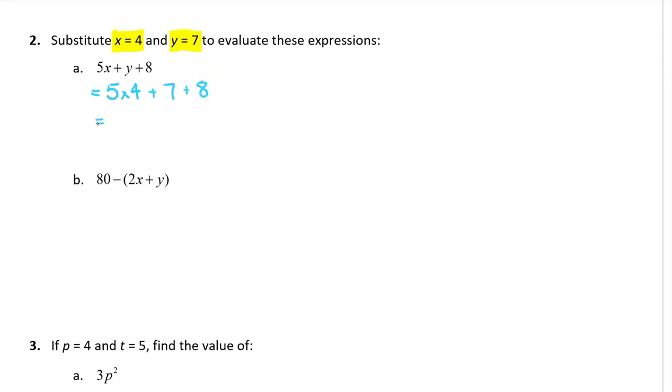And again, we put that into our calculator. 5 times 4 plus 7 plus 8, and you should get an answer of 35.